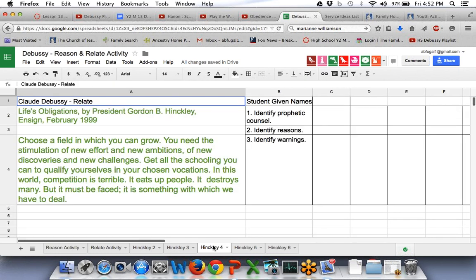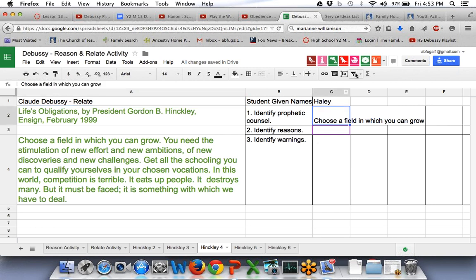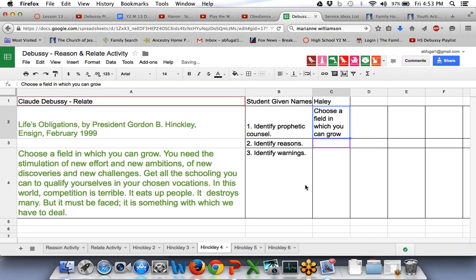Because we don't have a lot of time, let's go to the next bit of counsel. In choosing a vocation, choose a field. Why or what? I want you to be able to talk. What's the counsel? Haley, write it down if you can see it. First sentence. Choose a field in which you can grow. That's right. And what are the reasons? Lizzie, maybe come down here and identify the warnings. He's going to tell you why, and then what will happen if you don't, and what the dangers are.